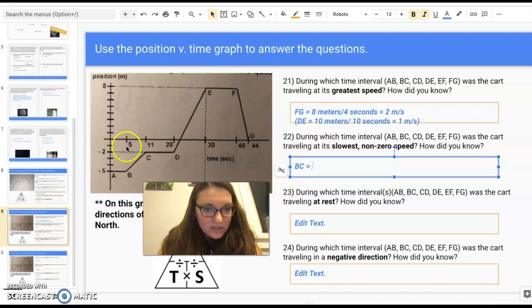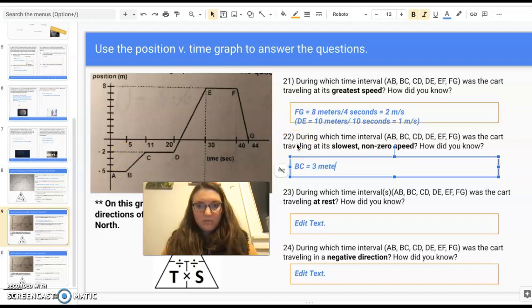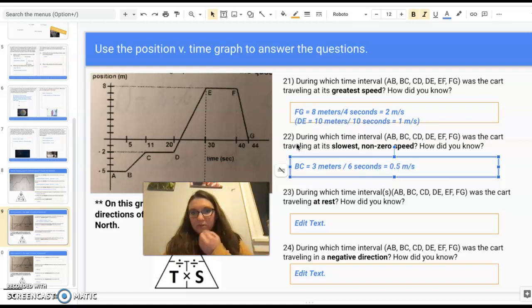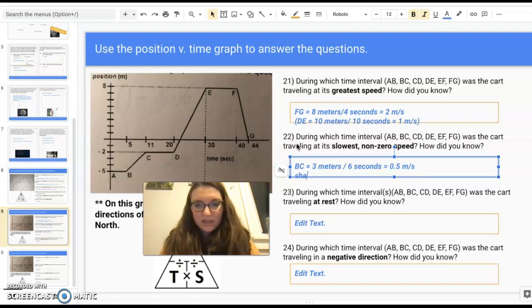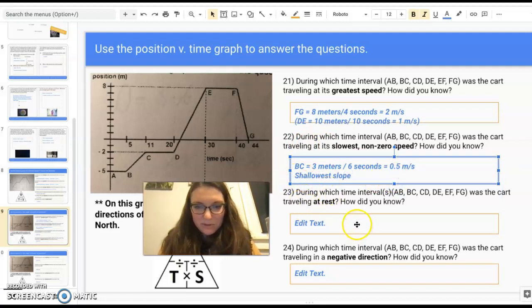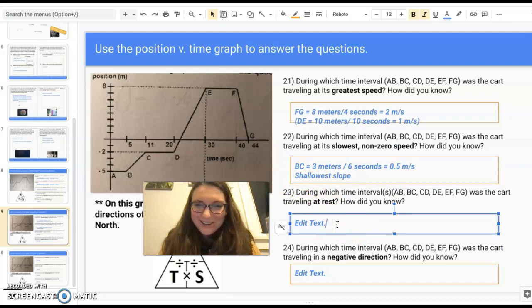So in 6 seconds, they moved 3 meters. Okay, so 3 meters in 6 seconds, and that equals 0.5 meters per second. Okay. And so we could also say that that has the shallowest slope. I don't know if that's the best way to say that. There's probably a better word for that, but I can't think of what it is right now.